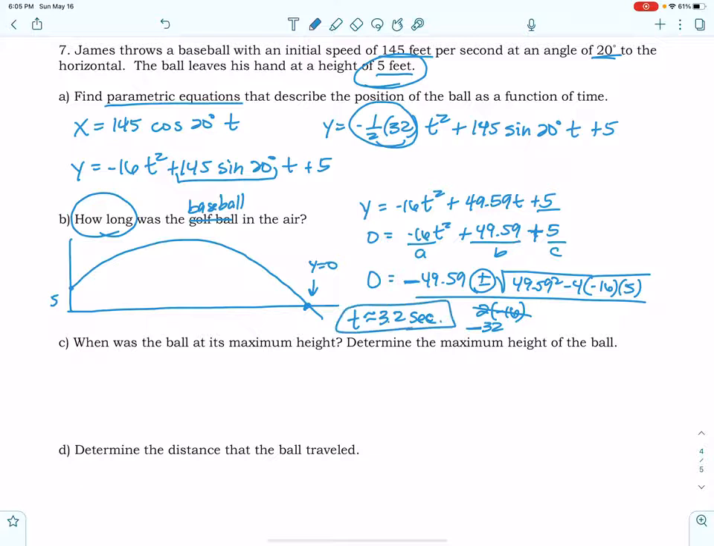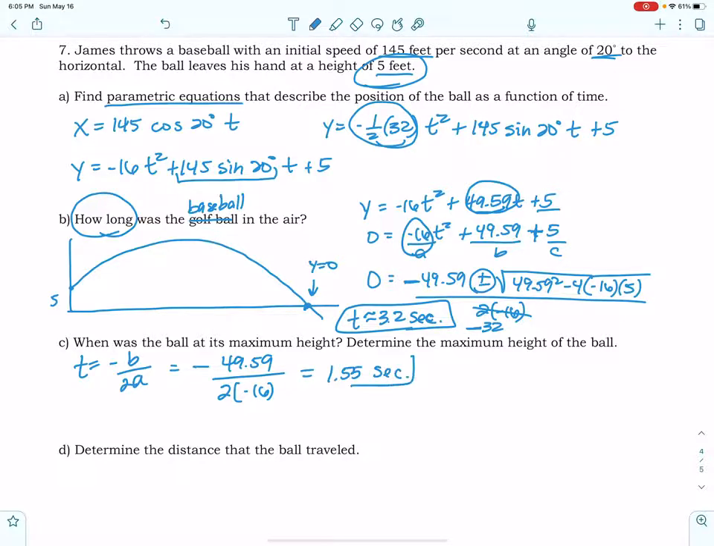Okay? All right. Now the next question, when was the ball at its maximum height? So I'm going to use this formula right here to find that. So negative b, well remember b is right here. So 49.59 divided by 2 times a. A is negative 16. So I've got negative 49.59 divided by negative 32. That gives me approximately 1.55 seconds.